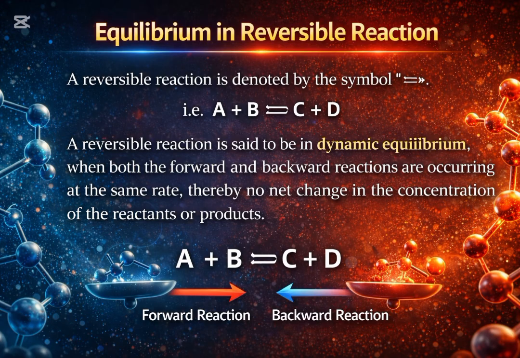And the reversible reaction is said to be in dynamic equilibrium when both the forward and the backward reactions are occurring at the same rate, thereby no net change in the concentration of the reactants or products.